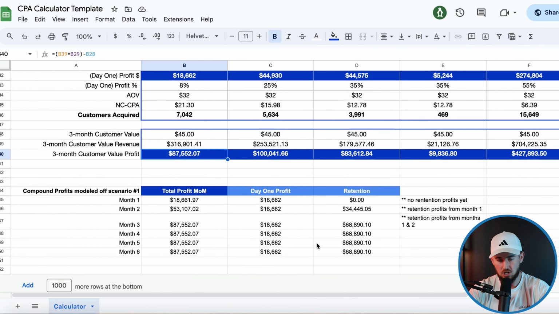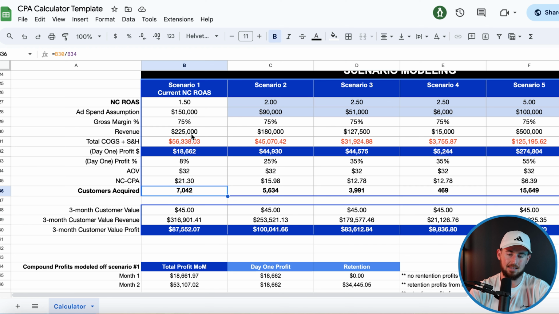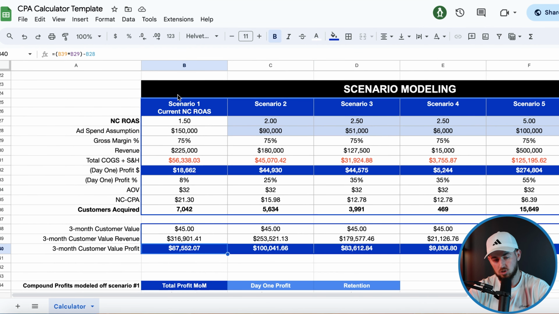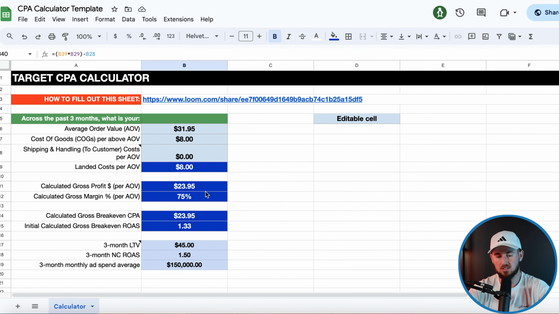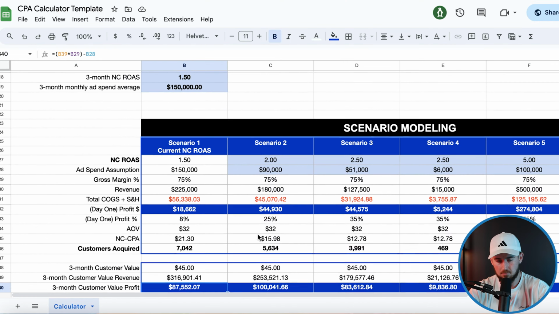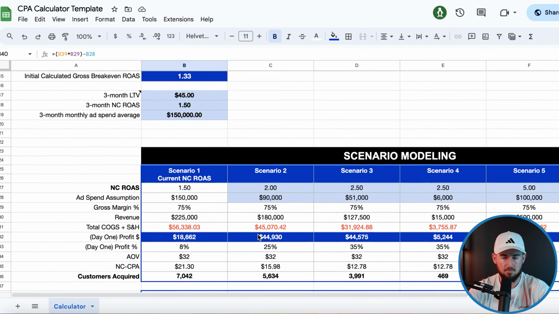But oh shit, we're acquiring 7,000 customers, but we're making less profit because ROAS just ain't there. Now this is where a lot of people get stuck. They'll be like, oh, well, I gotta go prove ROAS again, blah, blah, blah. It's like, no, how can we actually make this work?